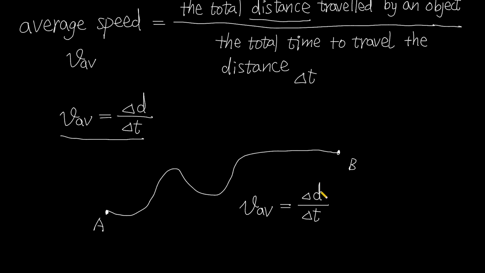Here notice that the delta d, the total distance, is the length of the road. It's not the straight line distance between A and B, not this distance. It's the actual length of the road.